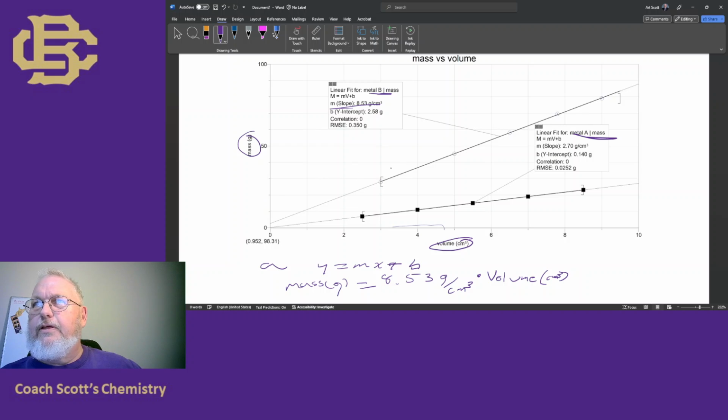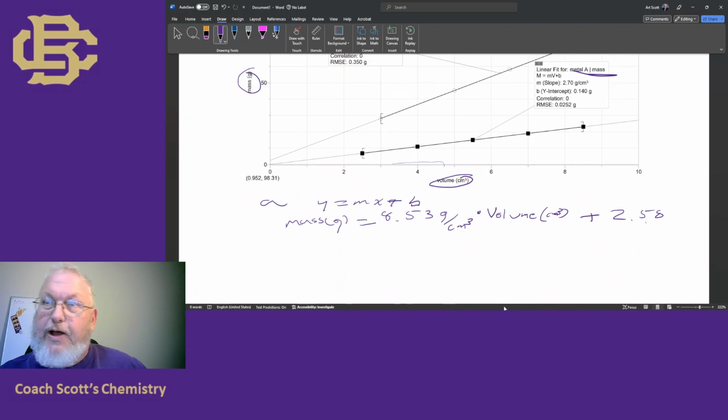And then it even gave me the y-intercept. In y equals mx plus b, that's going to be a plus. And what's my y-intercept? It says y-intercept, so it's 2.58 grams. All right, that will give you full credit, and that is the equation of that line. That's what I want to see.